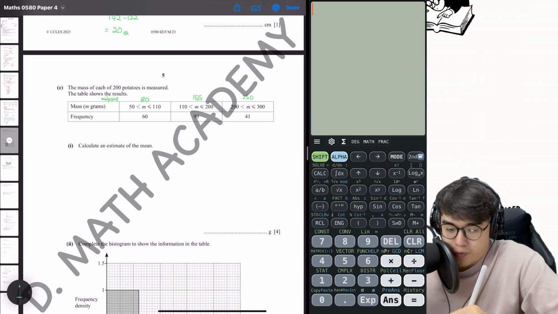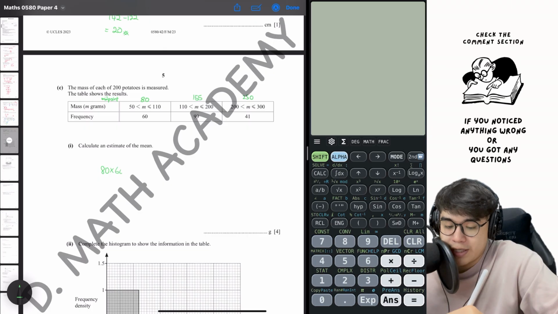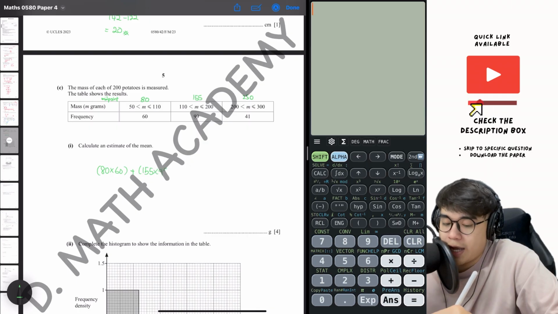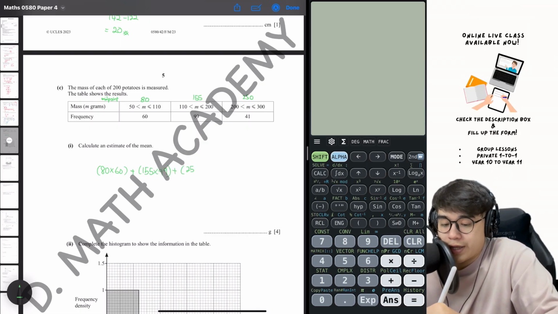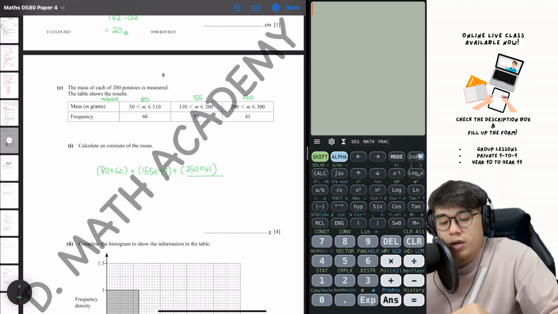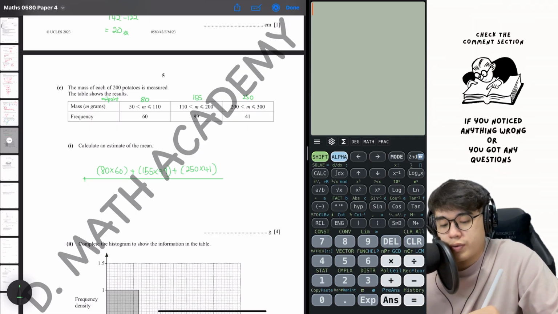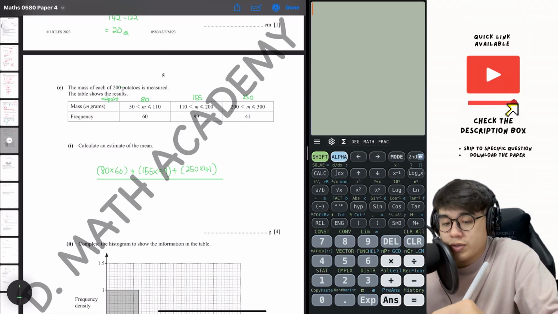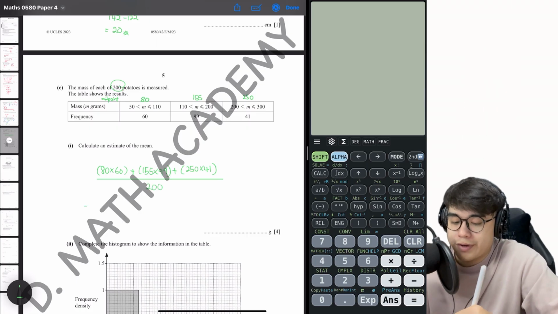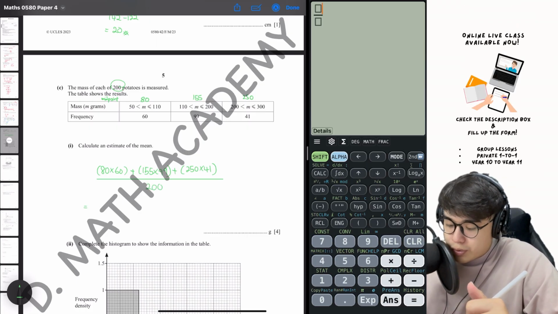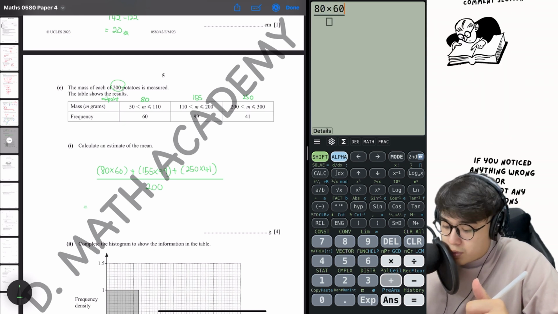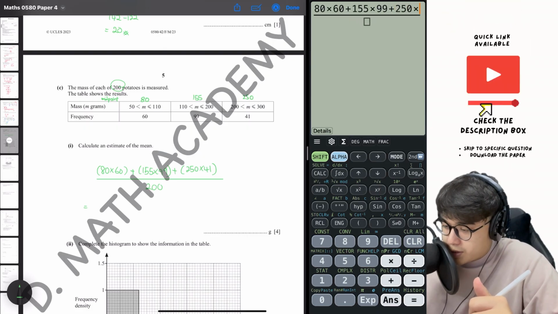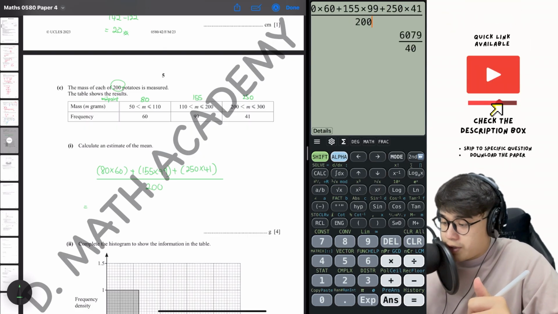For each of the groups, you'll be taking 80 times 60, followed by 155 times 99, and also 250 times 41. If you want to continue from here, you have to divide it by the total frequency. It was given by the question stating that it was 200, so you don't have to add it manually. Try to keep things simple. Don't overcomplicate the process. Also be careful when you key in your calculator.